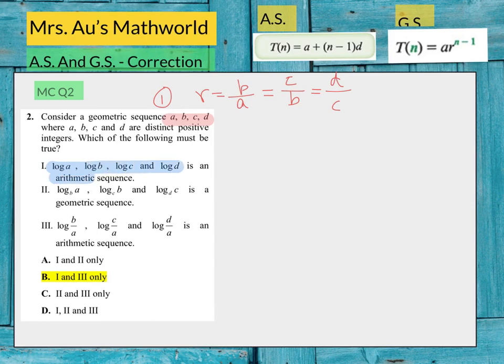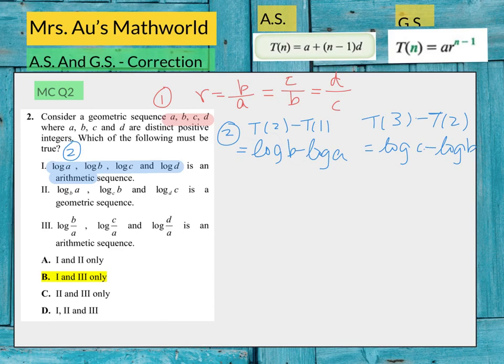We are asked to check whether it is an arithmetic sequence. That means we need to check the difference of the terms. So we will check all three pairs. I write out the detailed steps for the first one for you. For each pair we check the newer term minus the older term. After you check log B minus log A, we need to simplify by using the log property: outside minus goes to inside divided, and B over A is equal to R.